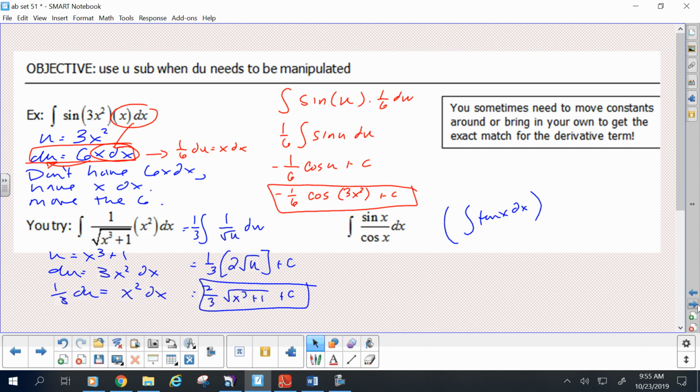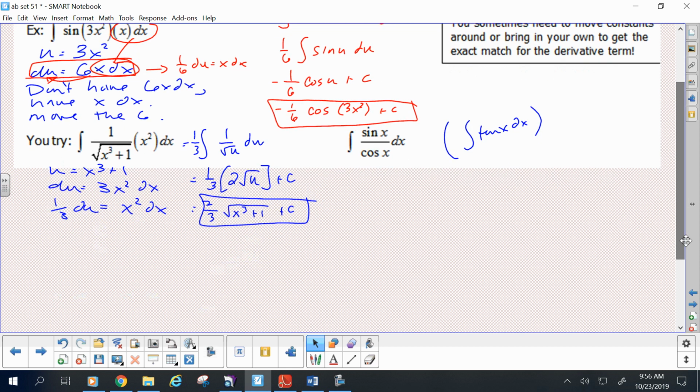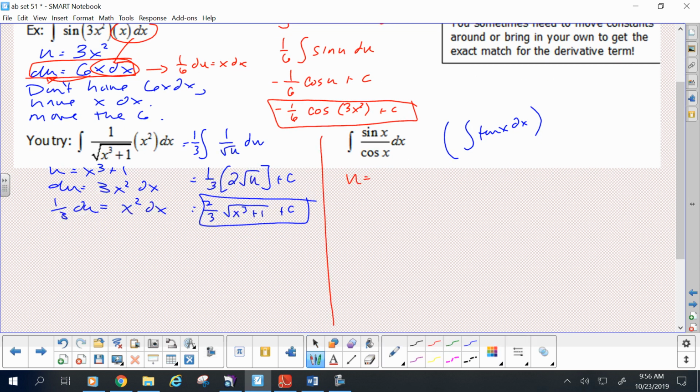Would it be wrong if I did u-sub on cosine? That's a great question. That's what I did. I will do it both ways and show you, and to answer your question, u is cosine versus u is sine. There is only one of them correct, and we will see which one it is.